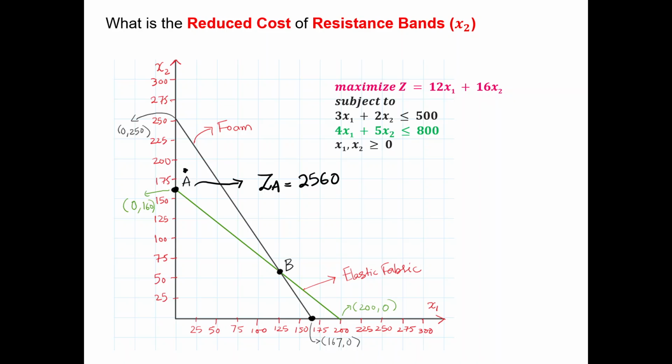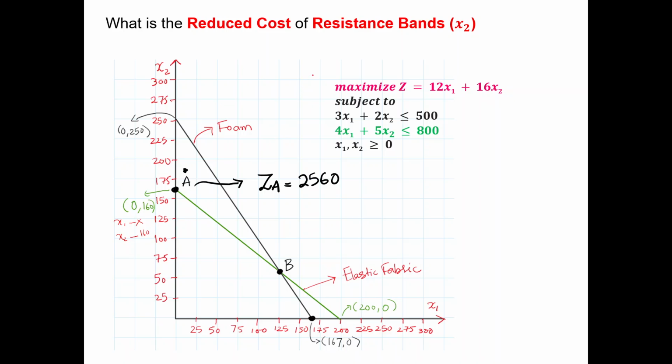If we look at our original graph that we made for finding the optimal solution, you see that point A was the optimal point, and at point A the coordinates were 0, 160. That means at point A there was no x1 and we had x2 of value 160.